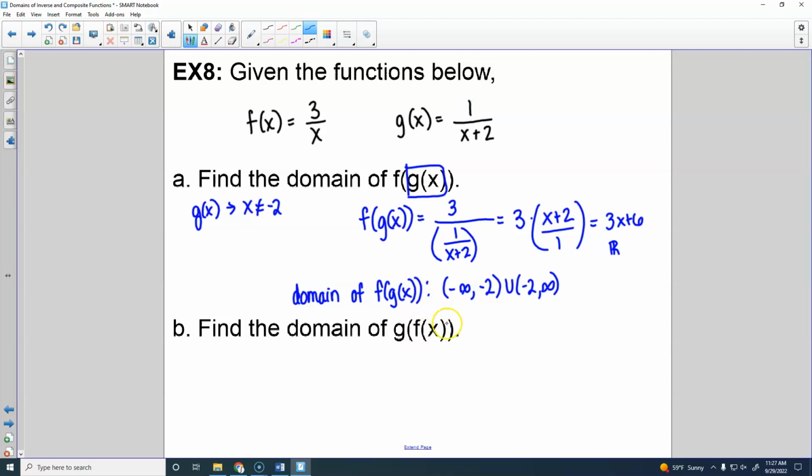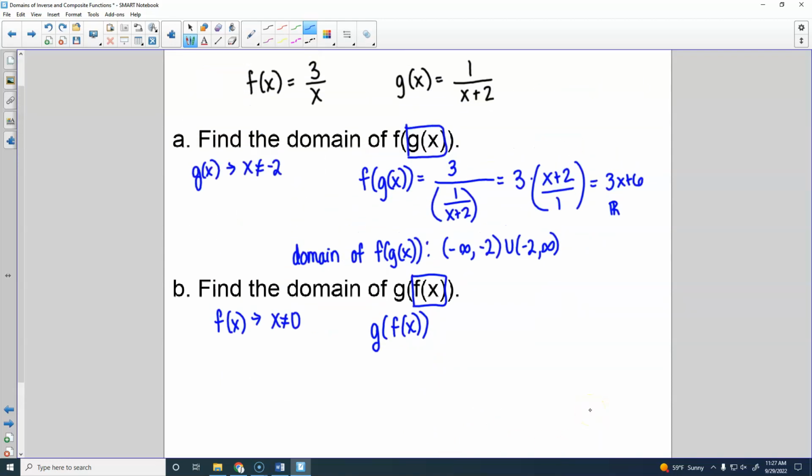Let's see if it happens on f of x. I can't remember if it does. I don't think it does. All right, so g of f of x, we look at f of x first. What is our problem with f of x? What can x not equal? 0. All right, g of f of x, okay? I think it's going to happen here, actually. I would have 1 over 3 over x plus 2. Oh, yeah, it's going to happen here.